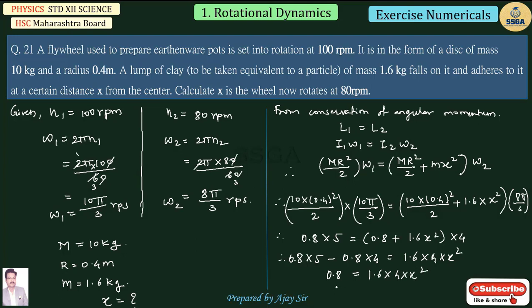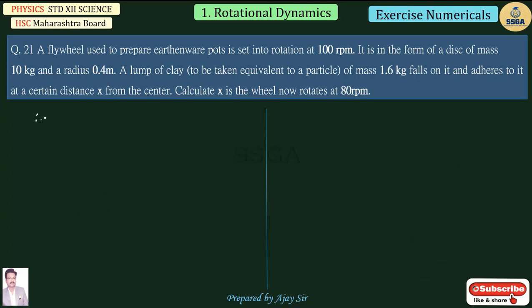So now let us find x square. So x square is equal to 0.8 divided by 1.6 into 4. So let us take square root of both the sides. You will get x is equal to under root of 1.6 divided by 3.2 into 4. So that is equal to under root of 1 by 8 meter.